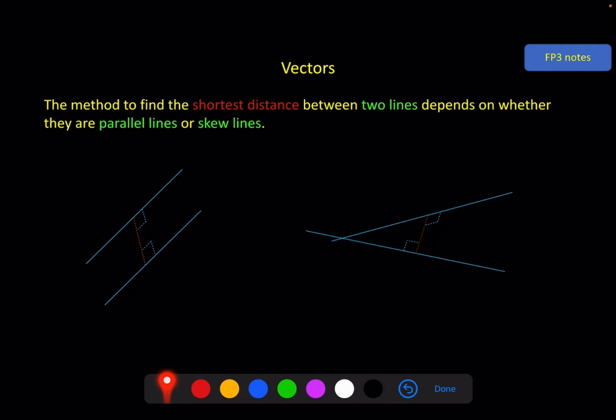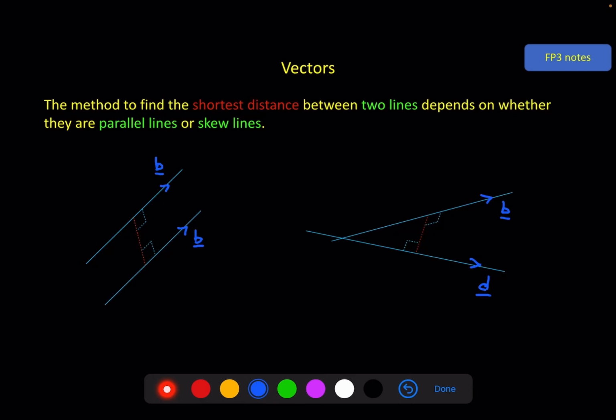And the reason it's important to know which of these situations we're talking about is because the method is slightly different. The method is slightly different because here, your direction vector for both of your lines is the same. And here, it is not. Let me call it D. So that's why we've got different methods for these.